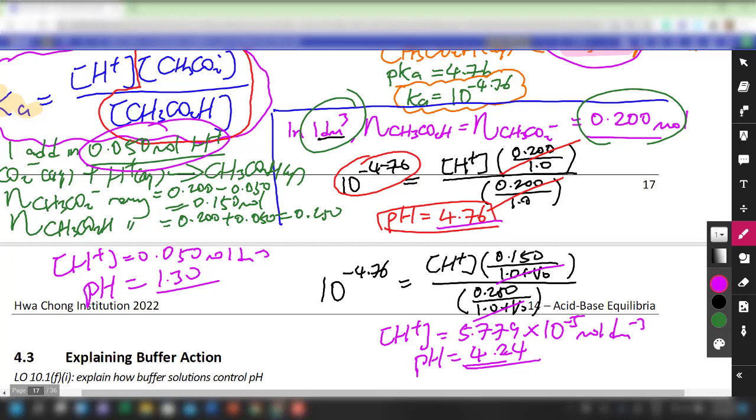4.24, so it's a 0.52 drop. But if I add it into pure water, the drop is from 7.00 to 1.30, so that's a drastic drop.